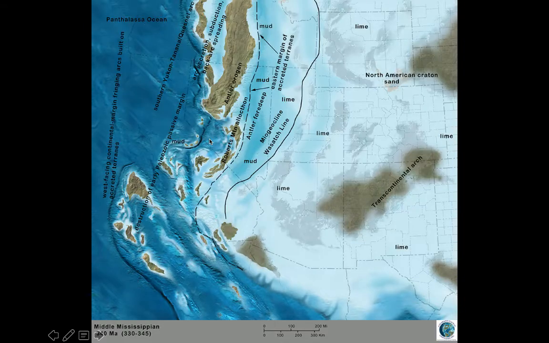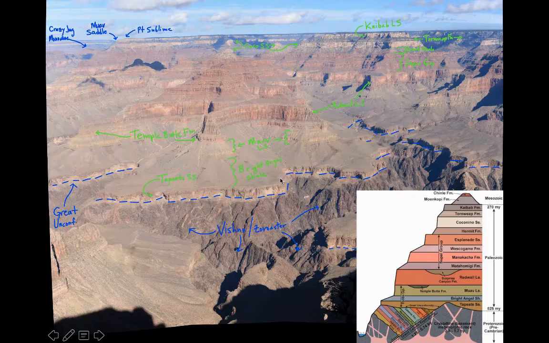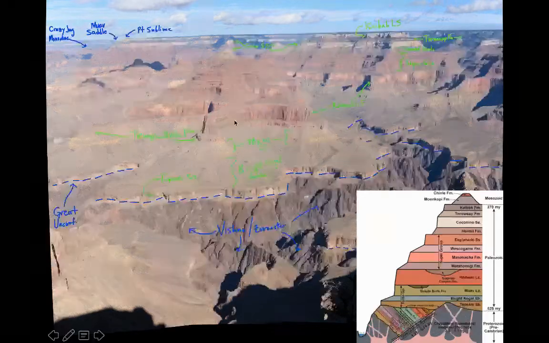We jump forward in time to the middle Mississippian. We're still at a period of sea level high, even higher than the Devonian, and so again, this is ideal for limestone deposits. And the Mississippian is when one of probably the most prominent layers in the Grand Canyon, the Redwall Limestone, formed.